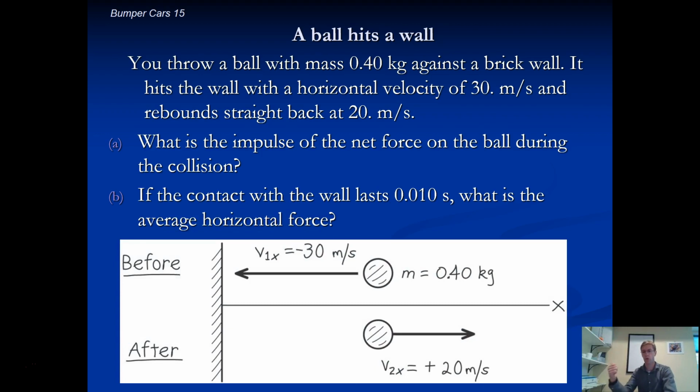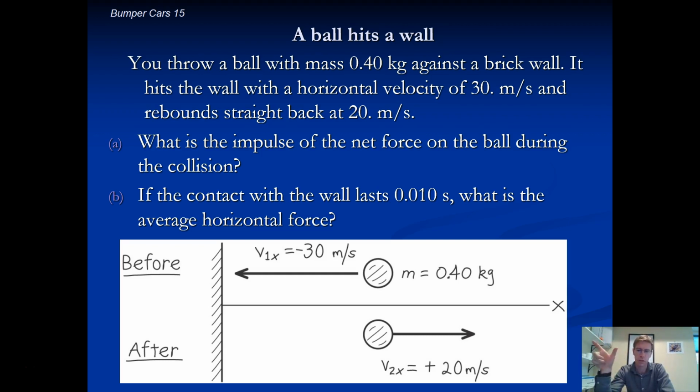I want you to tell me what is the impulse that results from this collision with the ball and the wall. Okay, so what's the impulse of the collision? The impulse that results from the force exerted by the wall. And if you were to look at a slow-mo video and observe that this collision only lasted for 0.01 seconds, what would the average horizontal force be?